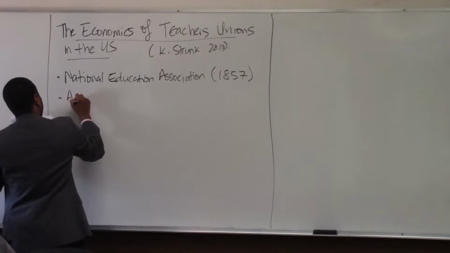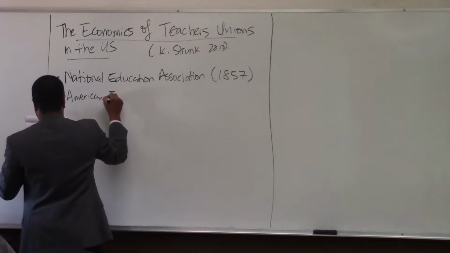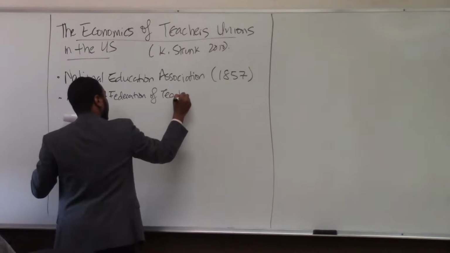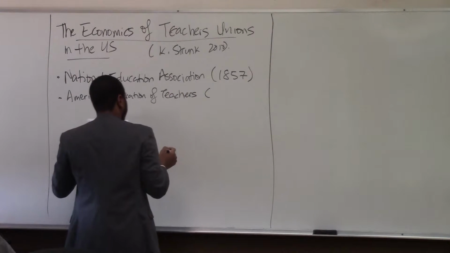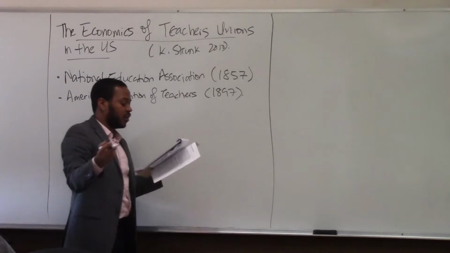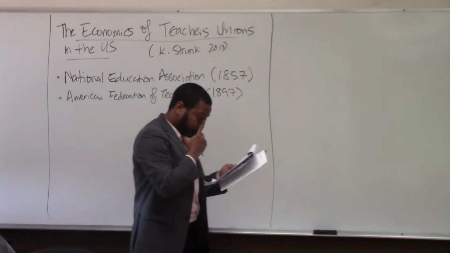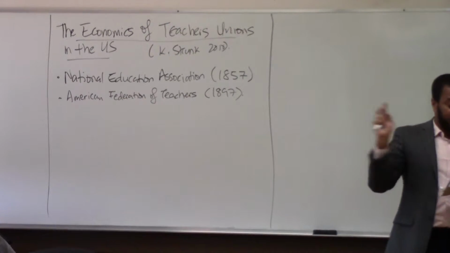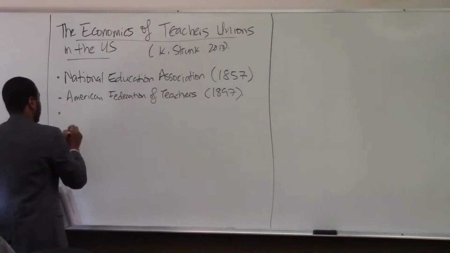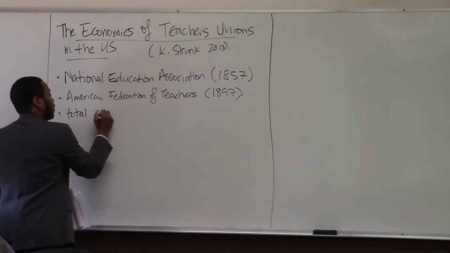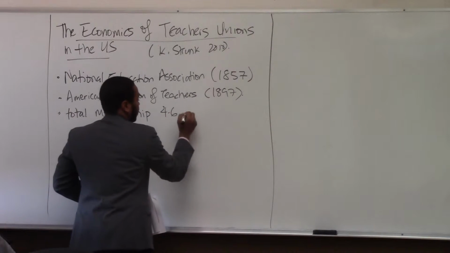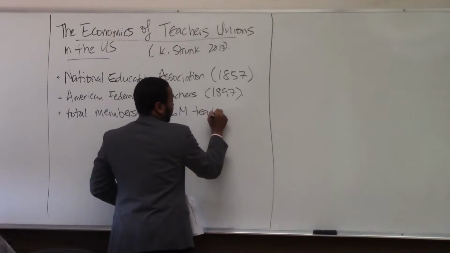And we have the American Federation of Teachers, which was founded when? 1897. That's right. 1897, first as the Chicago Federation of Teachers, and then it goes on from there. Now, between these two unions in the United States, what is their membership as of 2010? What's their total membership? 4.6 million. And this is teachers and other personnel.